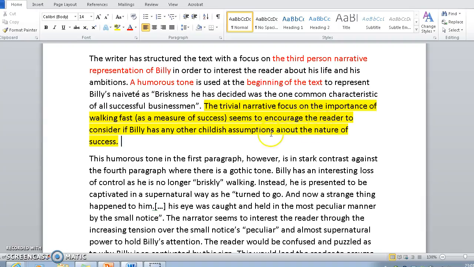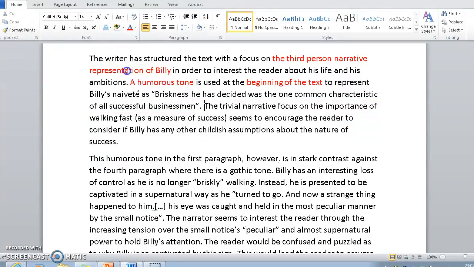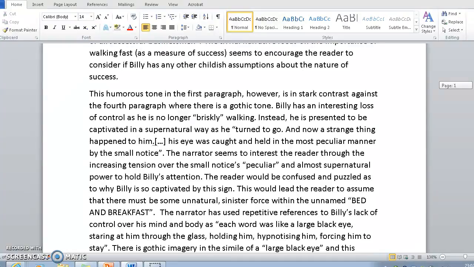And here the student has jotted down the reader to consider if Billy has any other childish assumptions about the nature of success. So considering the assumptions of the reader is a good technique as a structural device. Okay, let's continue. This humorous tone in the first paragraph, however, is in stark contrast against the fourth paragraph where there is a Gothic tone. So here is the change.